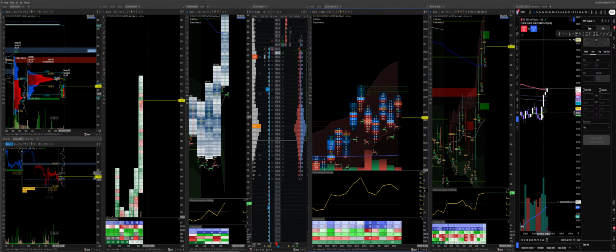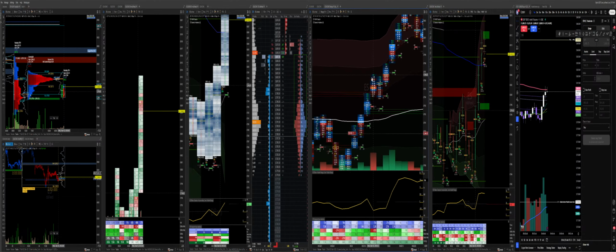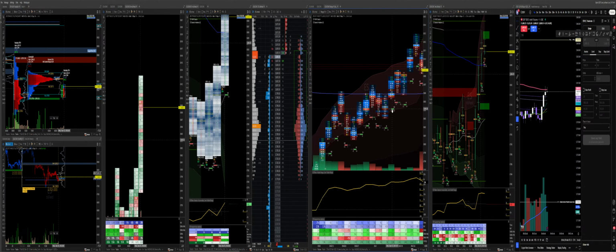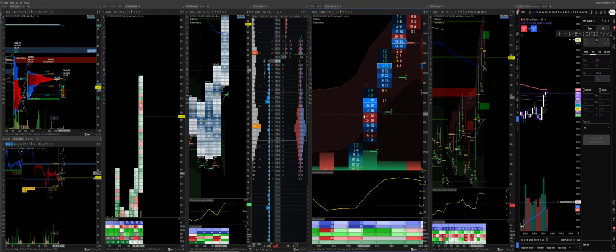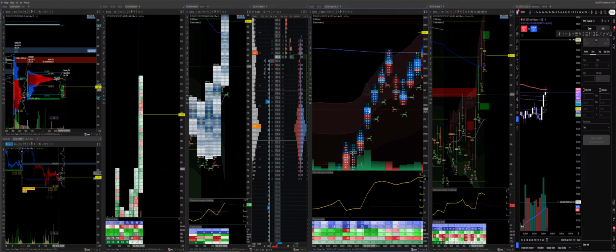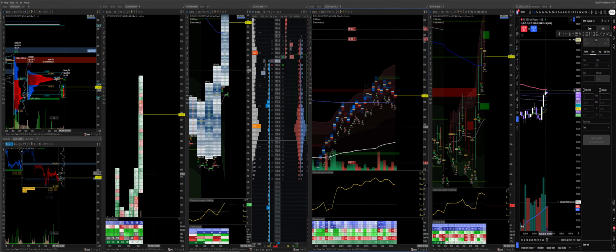We caught it from around here till when we saw these large orders. We saw these large orders here. Where did they go? So we entered around this area, that's where we entered the 800, and we dragged it all the way up till here. We closed around here. 335, not bad at all.